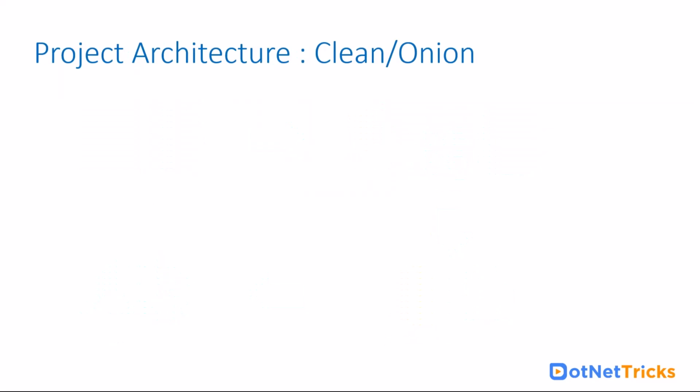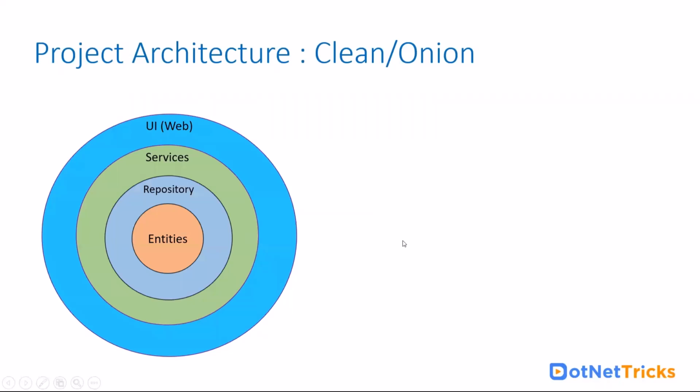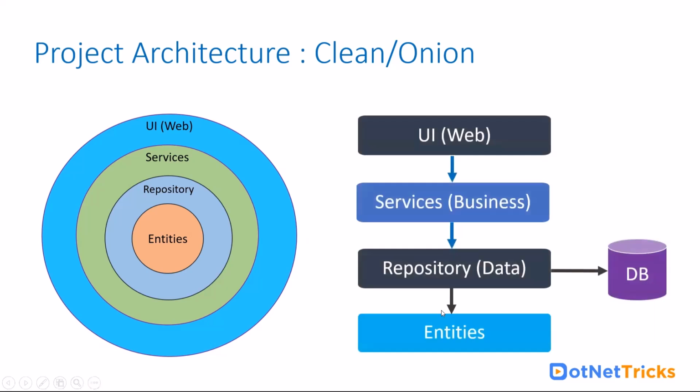When it comes to building such an application, first we need to decide the project architecture. Let me first show you an example of the clean architecture, I can say the onion architecture. This is how the clean architecture layers look. At the center we have the entities, then the repository where we write our data access logic, then the services where we write our business logic, and the UI where we write our presentation logic. This is the layered architecture of the same thing.